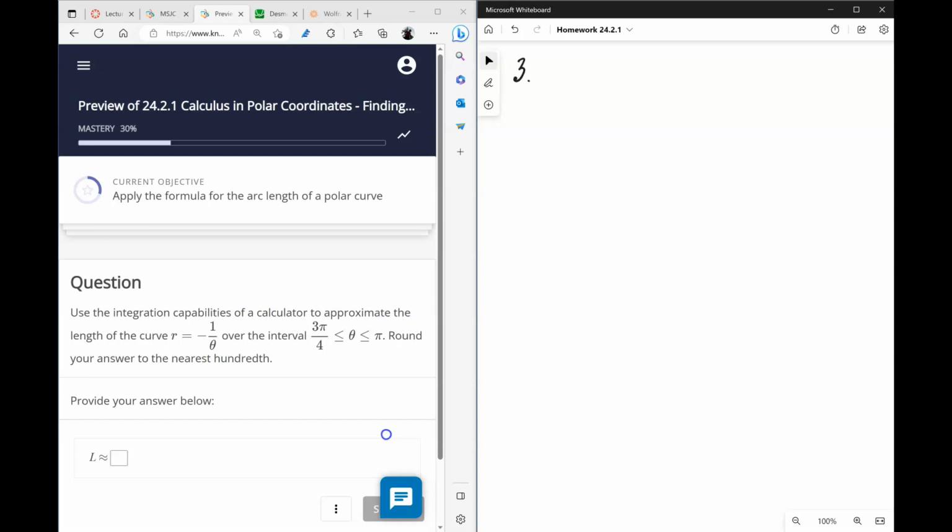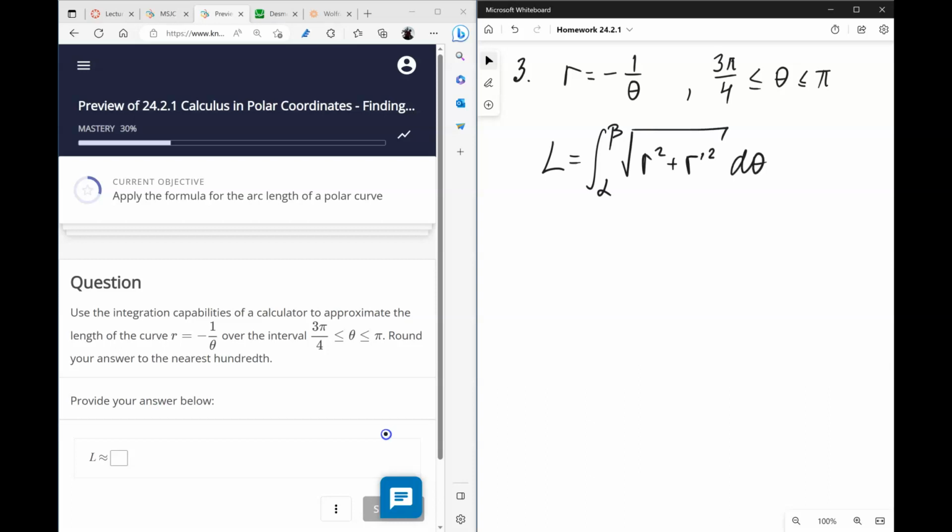Here we have to do the approximation, so we may not actually have to do it by hand. We can just use technology at some point. Let's keep that in mind, but we still need to know how to set up this integral. So this is the formula that we're going to use. And I'm just going to use it.